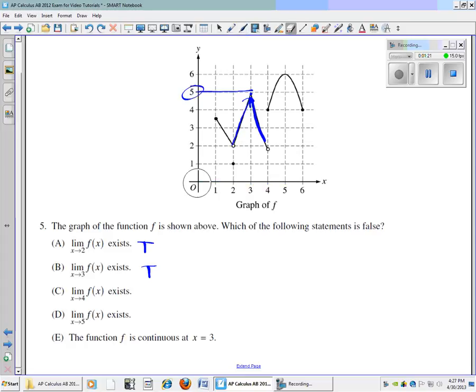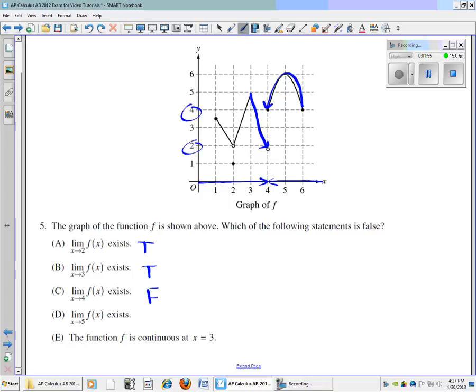Let's go to the next one. We have for part C, the limit as x is approaching 4 of f of x exists. So let's check. As we approach 4 from the left and from the right, coming from the left, I have a limit of 2, and as I come from the right, I have a limit of 4. They don't meet. It's not the same value, and so this does not exist. It fails to exist, so this one's false.